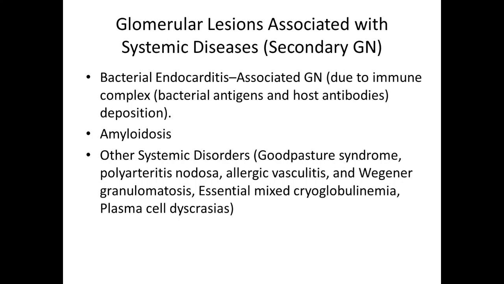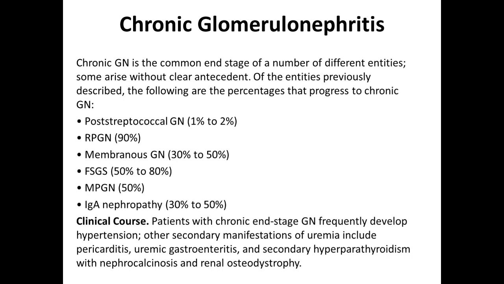Renal amyloidosis can develop like a secondary form under chronic infections, purulent destructive diseases, rheumatic diseases, of course, and malignant neoplasms. Chronic glomerulonephritis is the common end stage of a number of different entities. Some areas without clear antecedent, guys, and of course we can use here statistics.